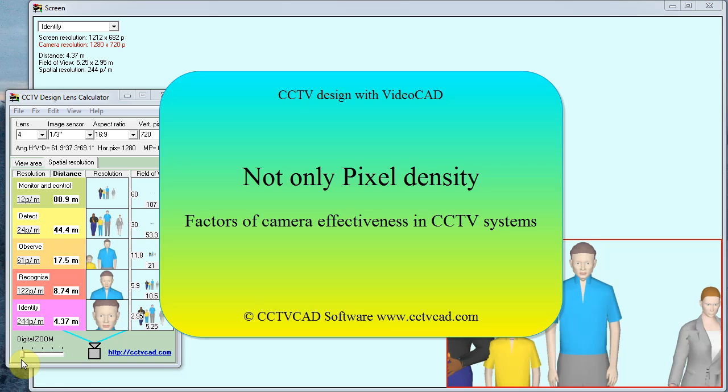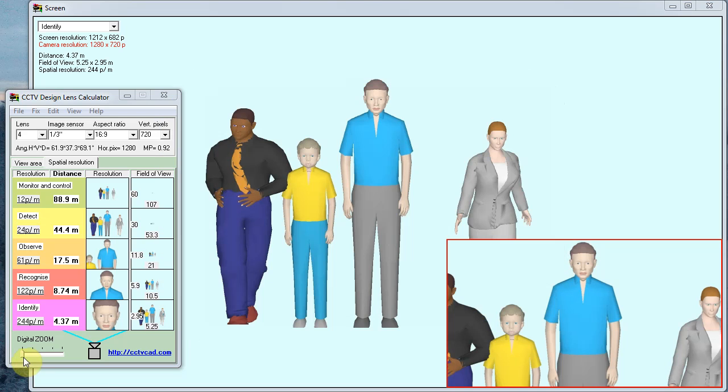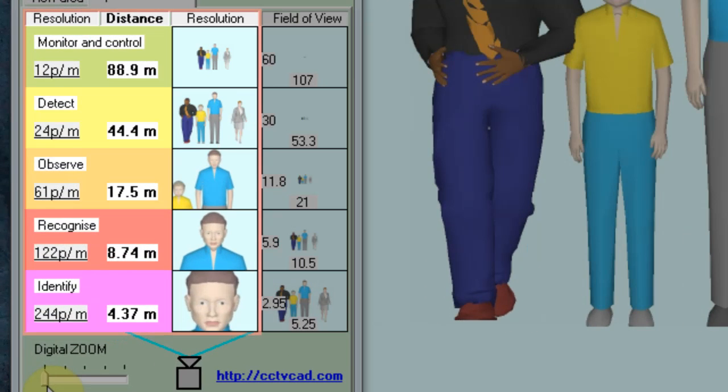Not only pixel density. Factors of camera effectiveness in CCTV systems. Spatial resolution, also known as pixel density, is widely used as a criterion for how detailed a camera captures objects at different distances.